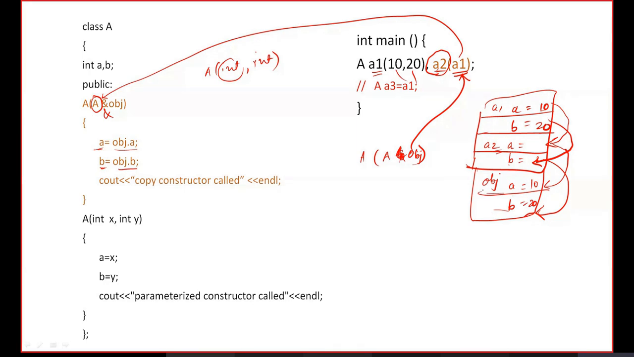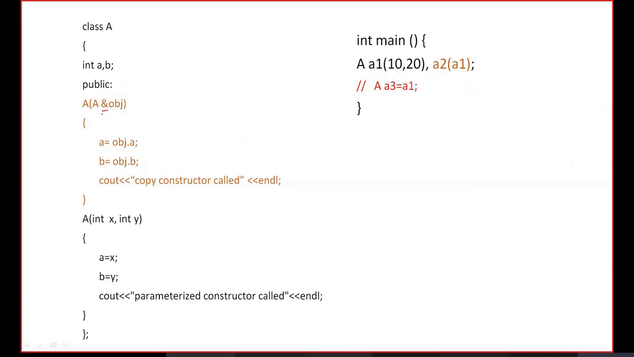That is why if I don't want this object to be created, I have to mention an ampersand, so that obj is a reference variable. It's a reference object, I would say. To which object is it referring? It is referring to the A1 object, which was passed from here. Right? Now, if I say obj.A, it is indirectly saying A1.A, A1.B, whose values I am transferring to A2's A and B, right? So that is why we need to mention an ampersand over here.